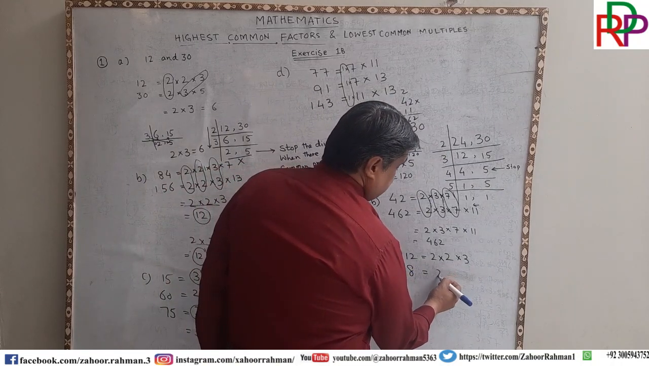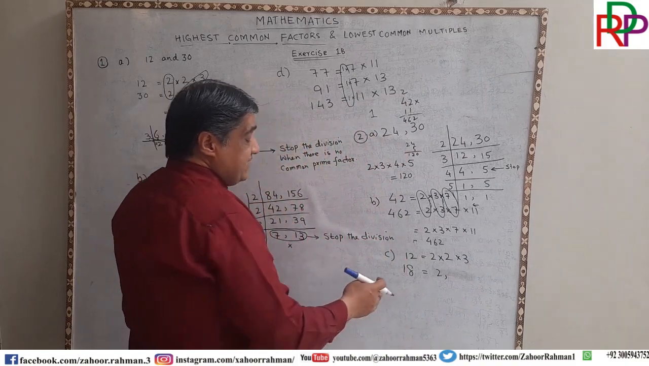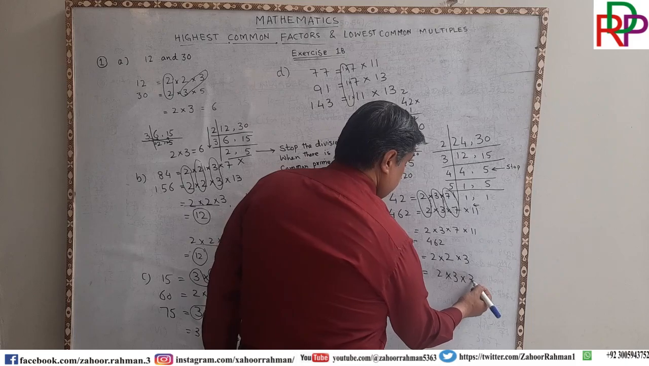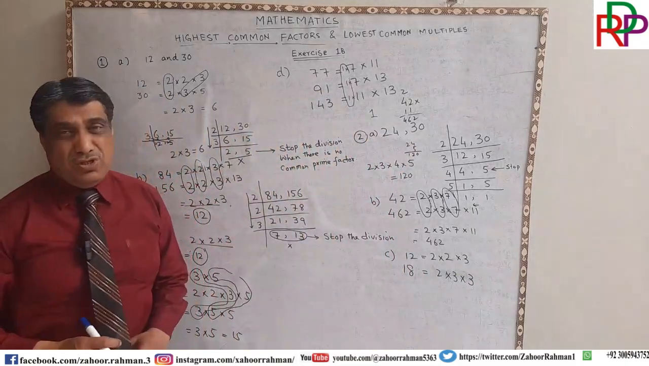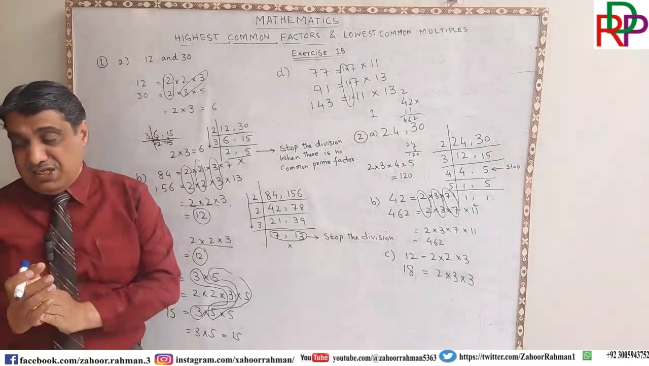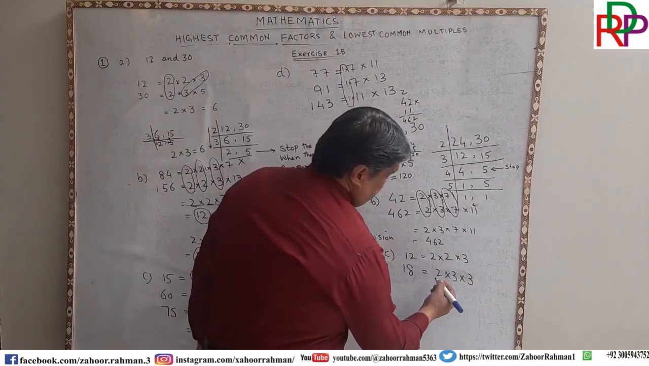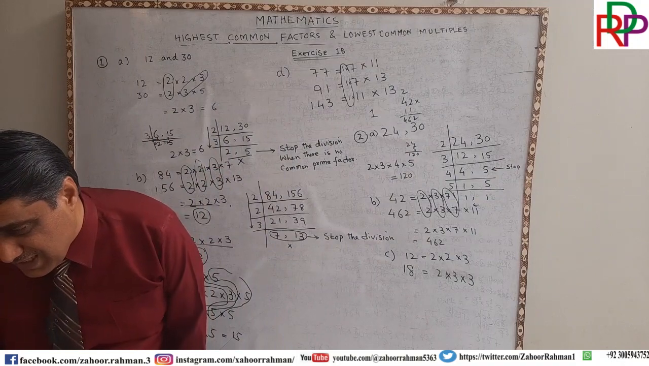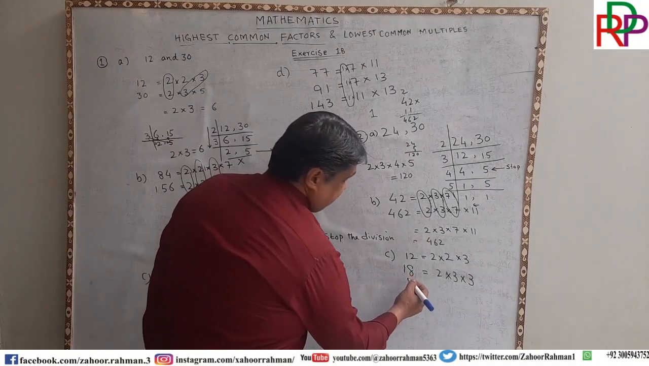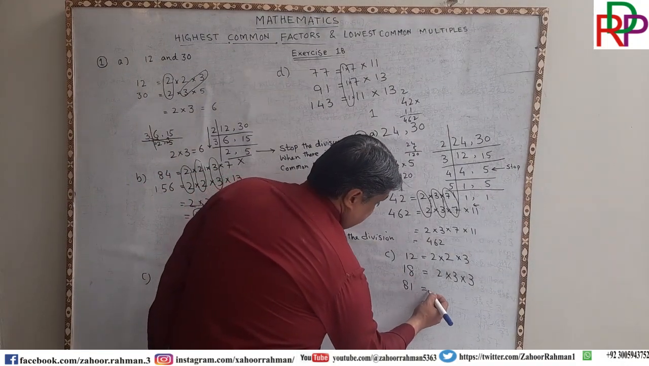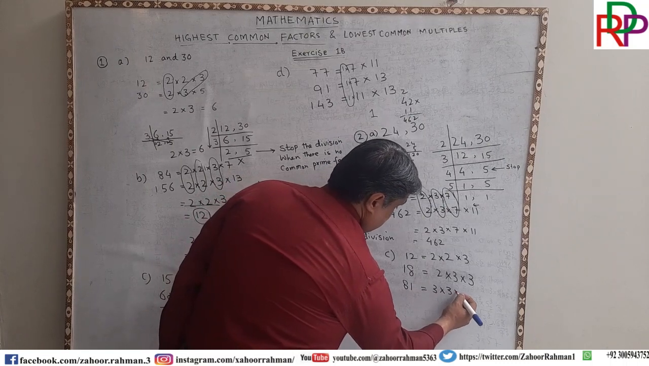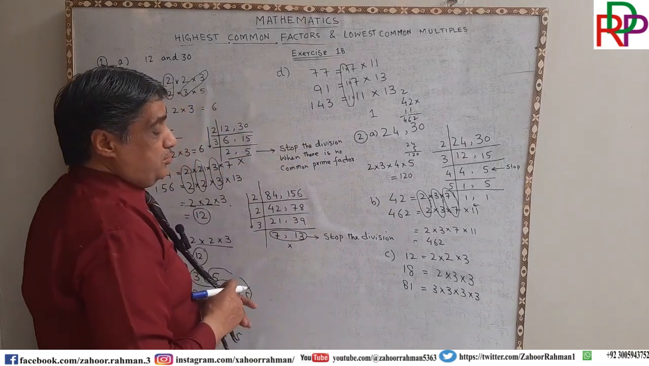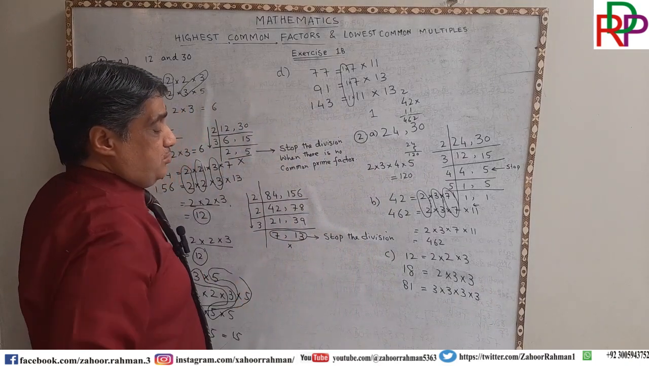So first one is the 2, then 3 into 3, 2 into 3 into 3. And the next one in your book is given as 81. So 81 is equal to 3 into 3 into 3 into 3, which is equal to 3 raised to the power 4.